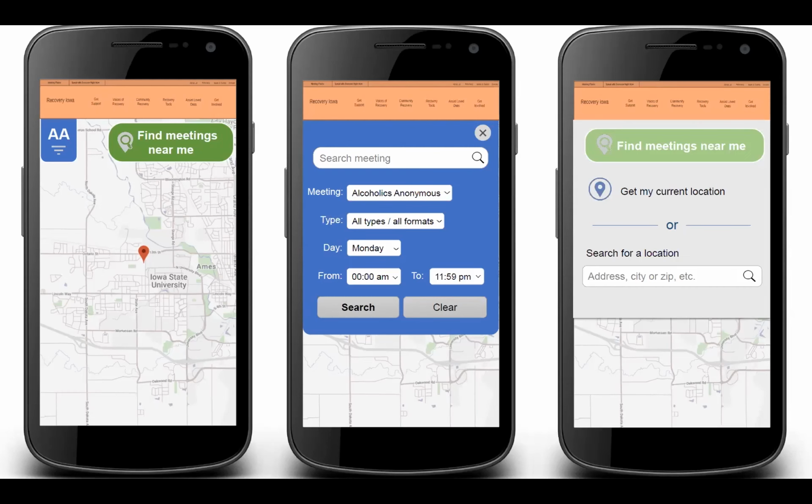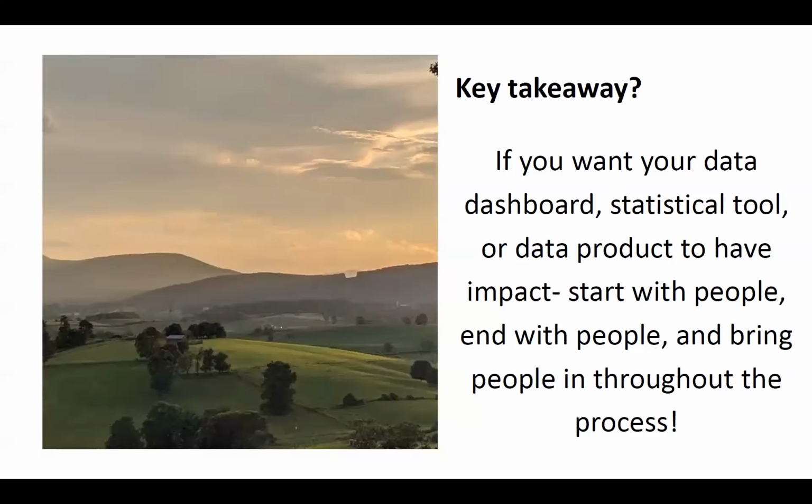And so this was one of the things that we learned through the process that people needed that wasn't even on the radar of our state partners. And so I think it's a great example of what I'll say our takeaway is, which is start with people. You'll be surprised what you come up with.